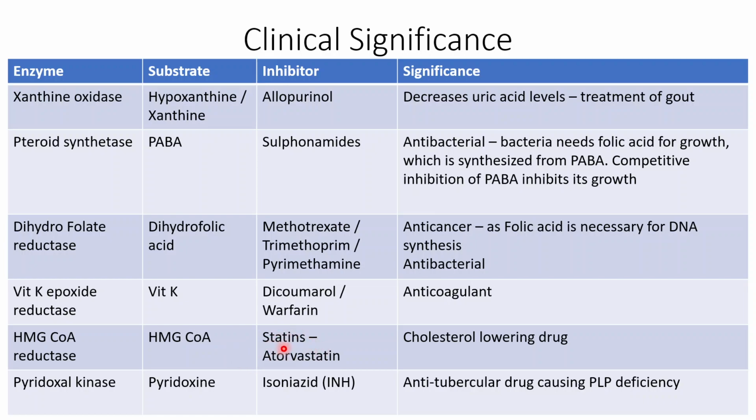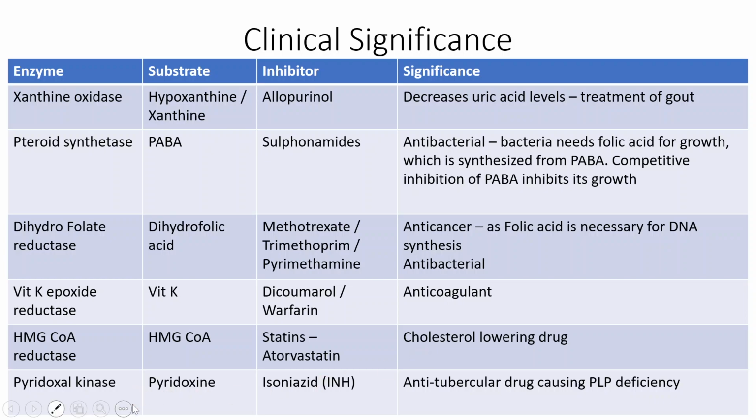Now we have drugs like statins. The group of drugs is known as statins. The example is atorvastatin, which competitively inhibits HMG coenzyme A reductase. So if HMG coenzyme A reductase is not working, cholesterol synthesis is lowered. This is used to lower the cholesterol levels in the blood.